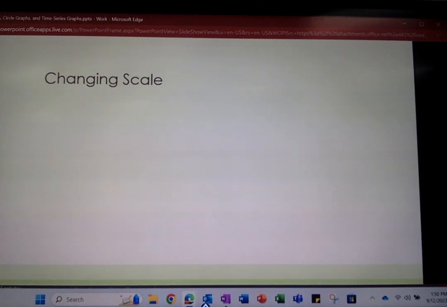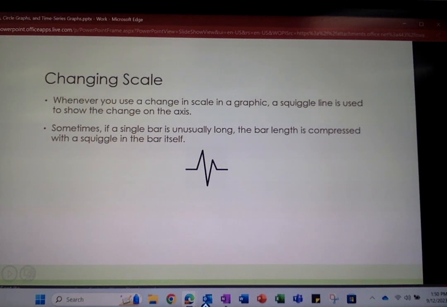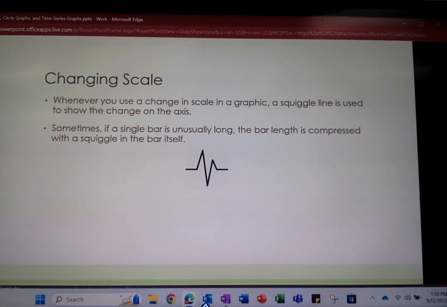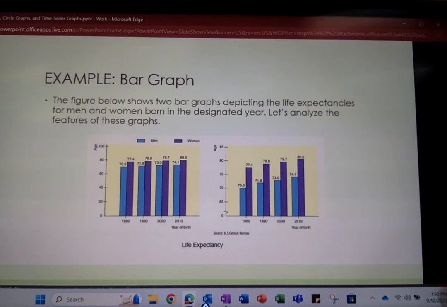But sometimes you might need to change the scale of your graph. Whenever you make a change, you see a little squiggly line like this to show that change. Sometimes if a single bar is unusually long, the bar length is compressed with a squiggle inside the bar itself. For example, if we look back at the two graphs we just saw, they're exactly the same, but they look different. Why is that?